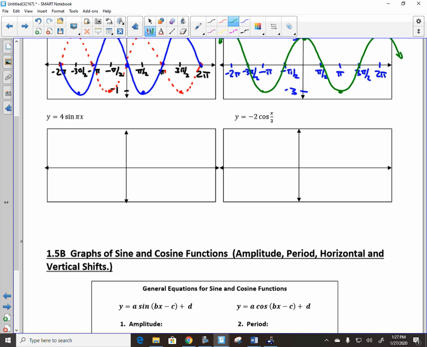Two more, you guys are doing well. Amplitude. Four. Period. 2 pi divided by what? 2 pi divided by pi. What's 2 pi divided by pi? 2. So I can mark off 4 and negative 4. And instead of marking off 2 pi, I'll mark off 2.